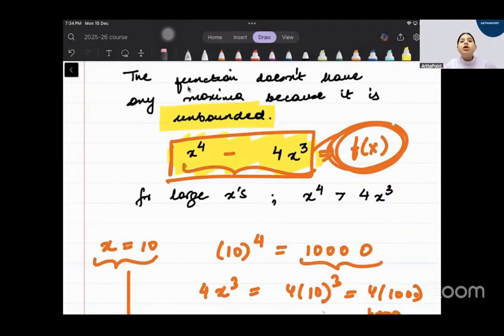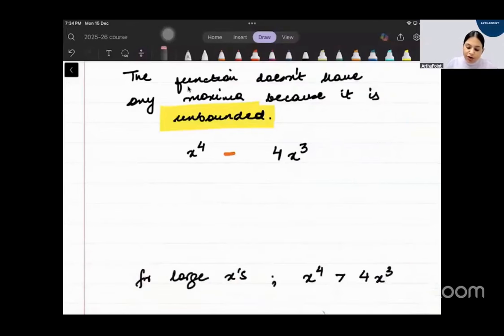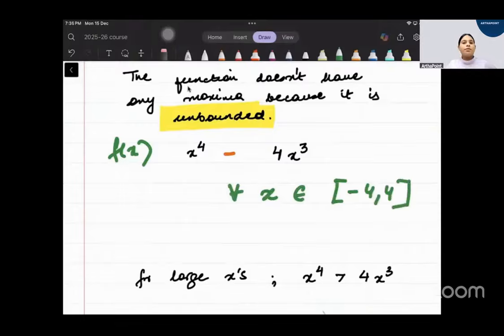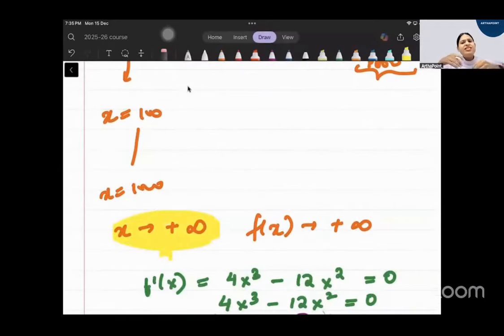If I make this function bounded, suppose they had said this is your function defined for all x between -4 to 4. Now I have an upper bound: x cannot take a value more than 4. So then I can check at those extremes what is happening at those extreme points. But here, since the function is unbounded, as you keep increasing x, the value of the function keeps increasing. Right? So no maxima for the function.